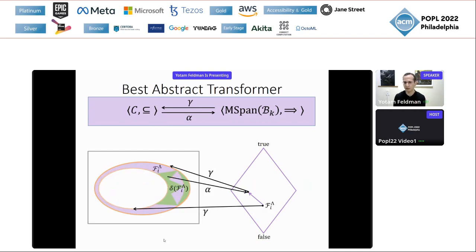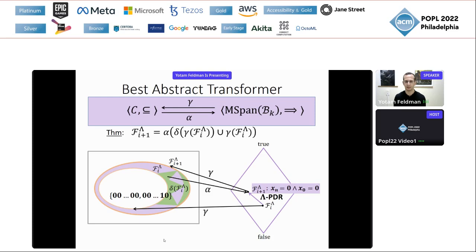So our key theorem is that the relation between successive frames in lambda PDR actually corresponds to the best abstract transformer. So the next frame of lambda PDR is always obtained from the previous frame of lambda PDR by applying to it the best abstract transformer in the monotone span domain. So for example, in the example we had before, what we have on the left is actually the exact post image of the set of initial states in the example. And what we have on the right is the first frame of lambda PDR when it executes on this example.